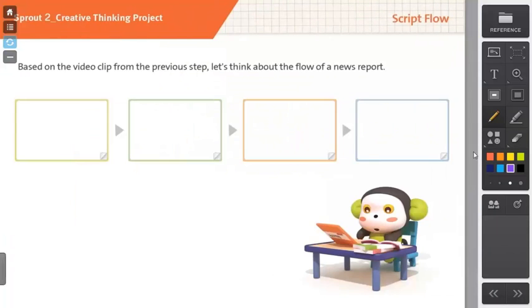And we arrive at our script flow. The next part of the project, students will be writing their own script. They need some sort of organization to follow, and this script flow offers that organization. So we need students to understand what components make up a news report. What you want to do is just click one of the boxes. Then you simply ask students, okay, in a greeting, what kinds of things would we say?